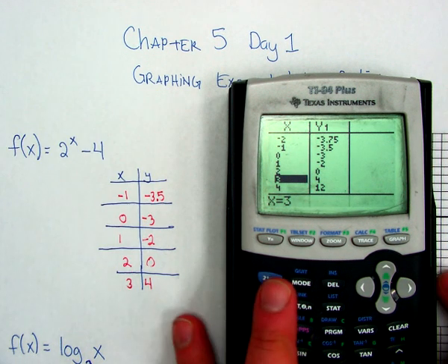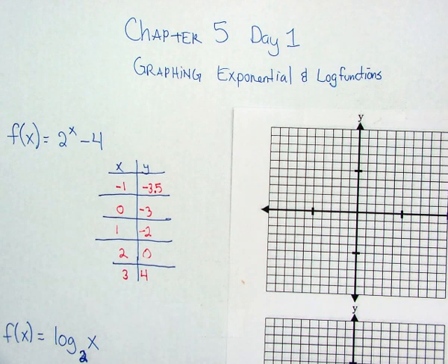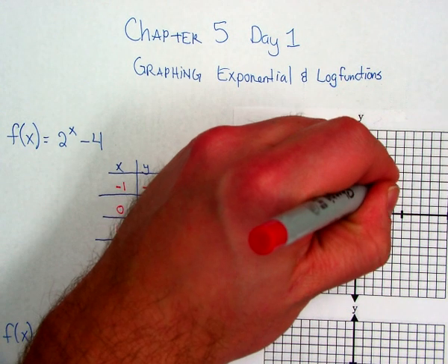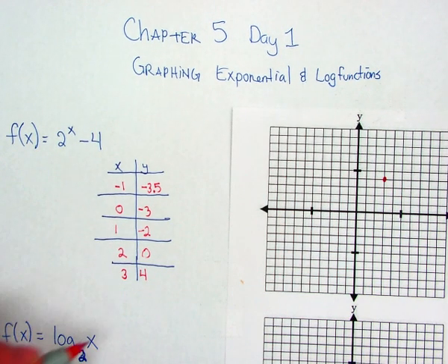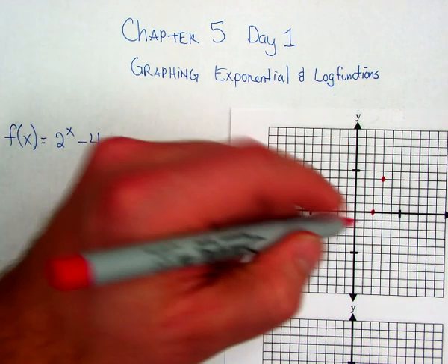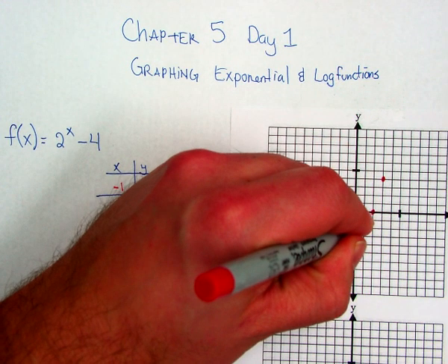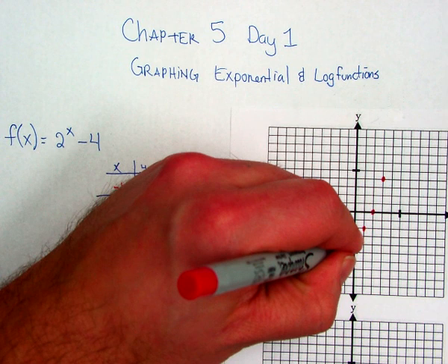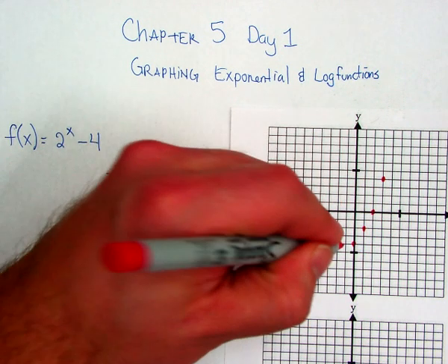Okay? Now, let's plot each one of these points. So 3, 4 is going to be right up here. 2, 0 is right here. 1, negative 2 is right here. And then we have 0, negative 3, and negative 1, negative 3.5.